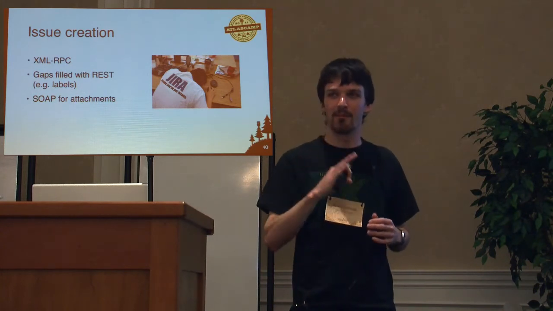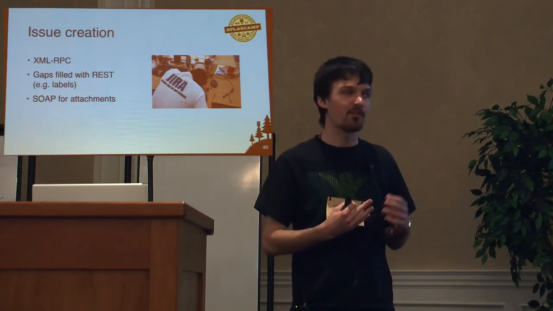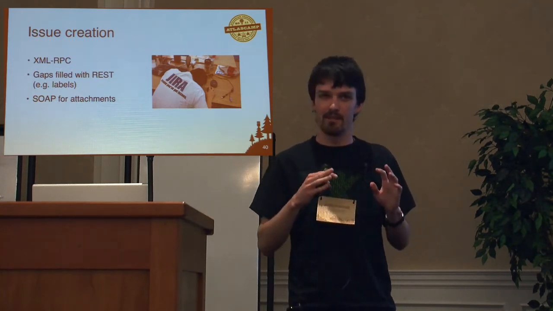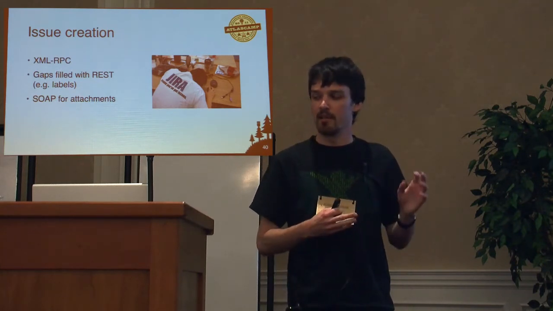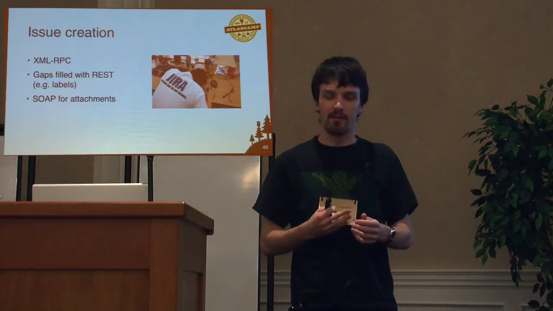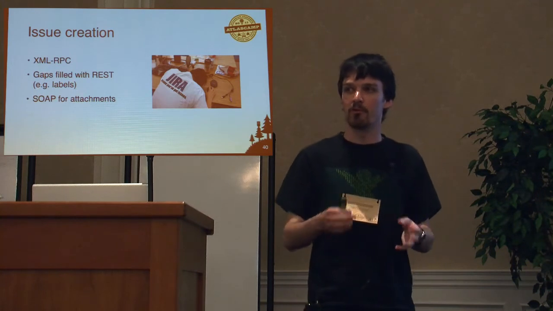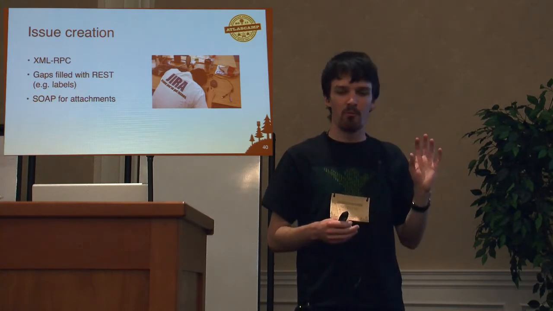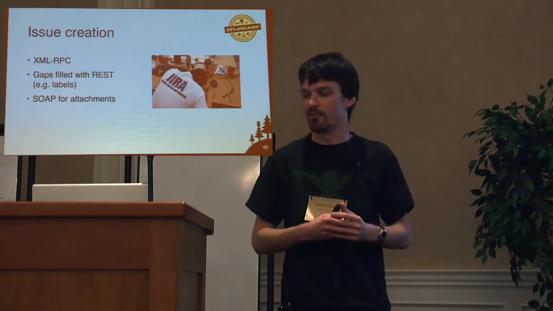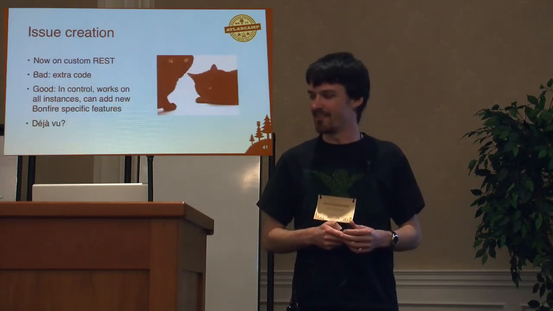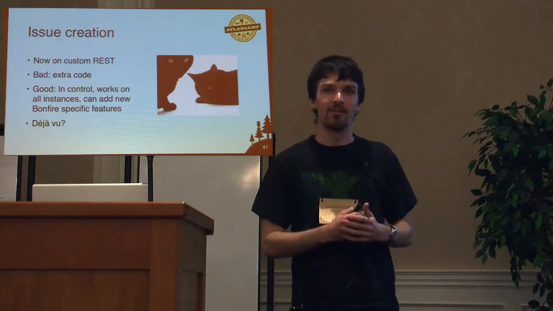We were using 3 APIs, 3 different requests to create a single issue. And it didn't work on every instance. So if some of the fields that we couldn't get at using XML RPC were required on that JIRA instance, we were unable to create an issue on that JIRA instance. So how do we deal with this?